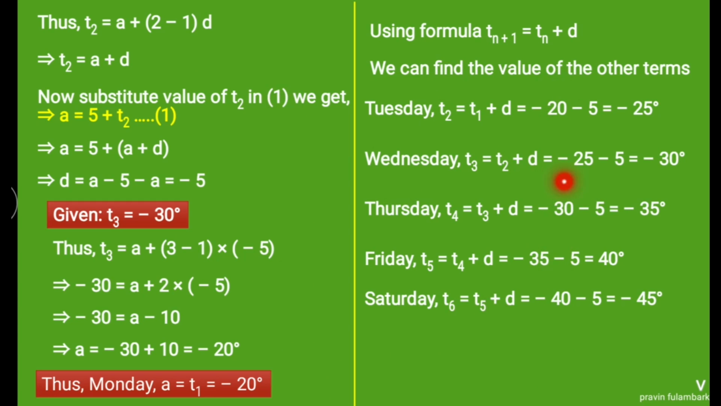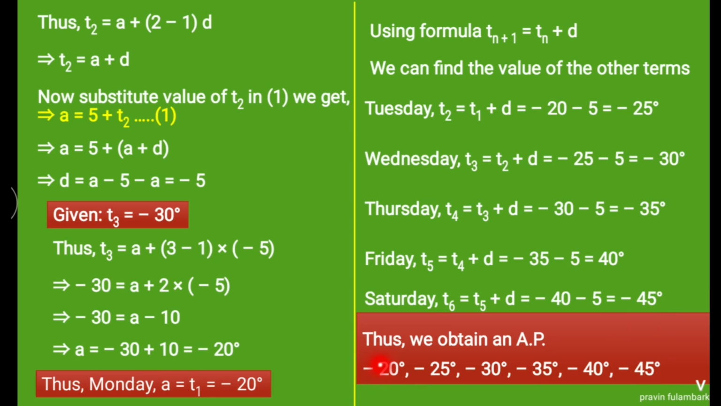In this way we get the temperature of the remaining days. Thus the arithmetic progression obtained is minus 20 degrees Celsius, minus 25, minus 30, minus 35, minus 40, and minus 45 degrees Celsius. So in this way we can calculate the temperature of the remaining days.